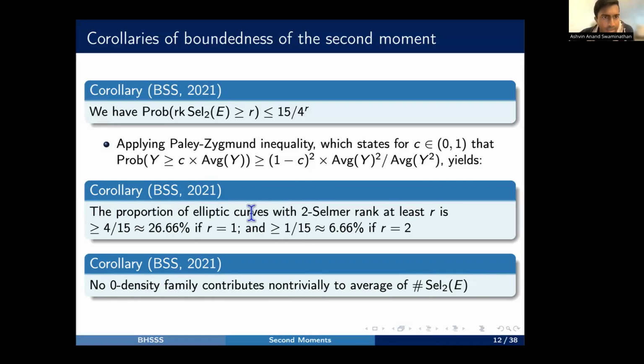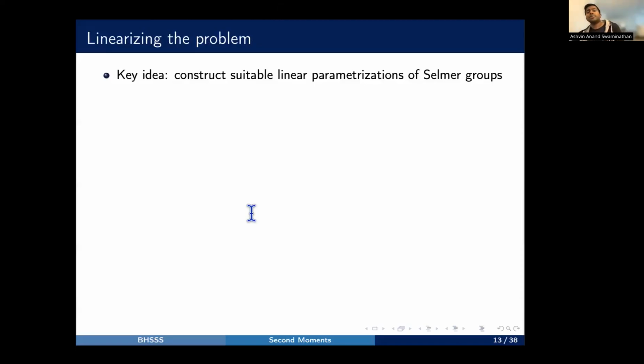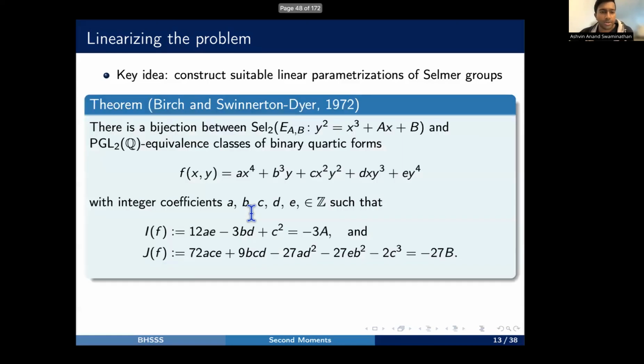Okay, all right, so now let me tell you a bit about how we prove this boundedness of the second moment, or how you prove theorems like this in general. The main idea is to construct linear parameterizations of the Selmer groups so that you're able to count them. That's a kind of linearization trick.